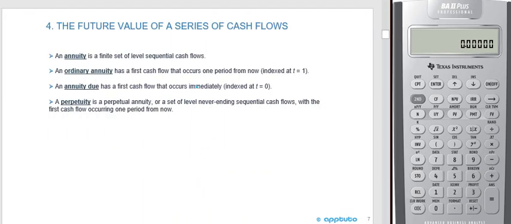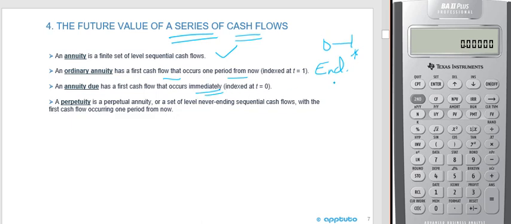Okay, this slide is talking about annuities, and what is an annuity? It's a series of cash flows. So an annuity is a finite set of sequential cash flows. That means X amount of dollars for X amount of years. It's finite. An ordinary annuity has the first cash flow 1 period from now. So it's at the end of the year. We're at time 0 right now. It's at the end of the year, ordinary annuity.